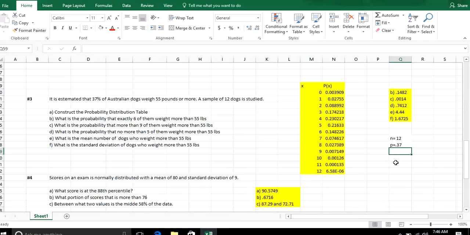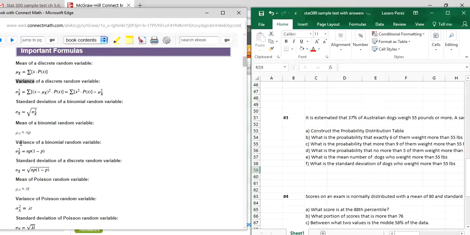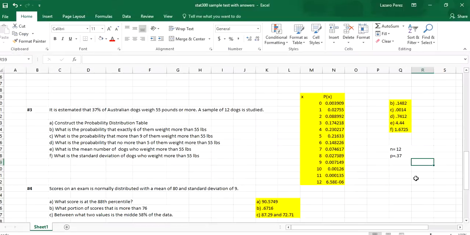Okay. So n and p. So those are only two values that we need. So our mean is just n times p. So remember from our formula, n times p is our mean. So let's go ahead and do that. Equals n, which is 12, times p, which is 0.37. So that's our mean right there. And you can see we have the same answers for letter E. So the mean is 0.44.